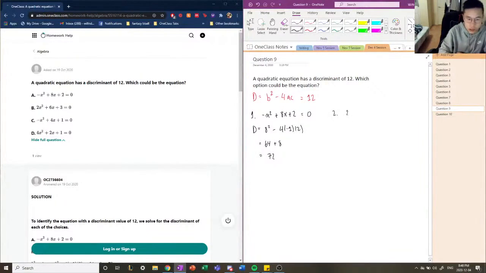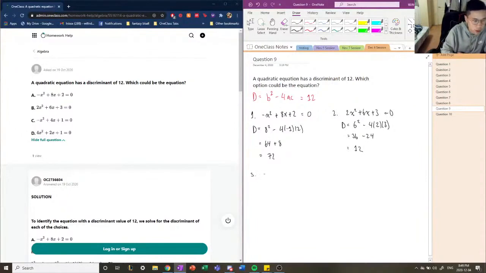What about number 2? 2x squared plus 6x plus 3 equals 0. A is equal to 2, B is equal to 6, C is equal to 3. So that's 6 squared minus 4 times 2 times 3, which equals 36 minus 24, which is equal to 12. Okay.